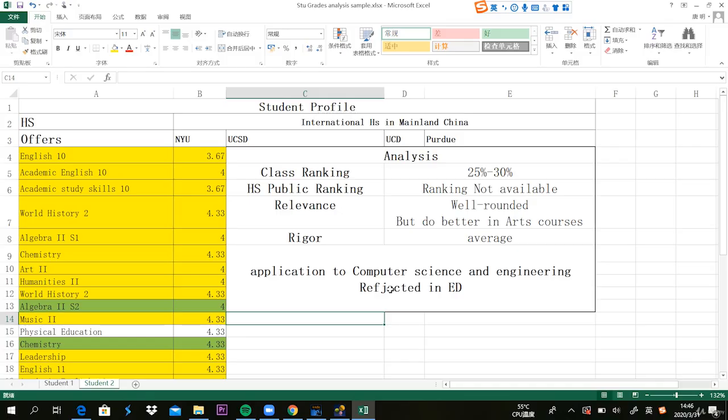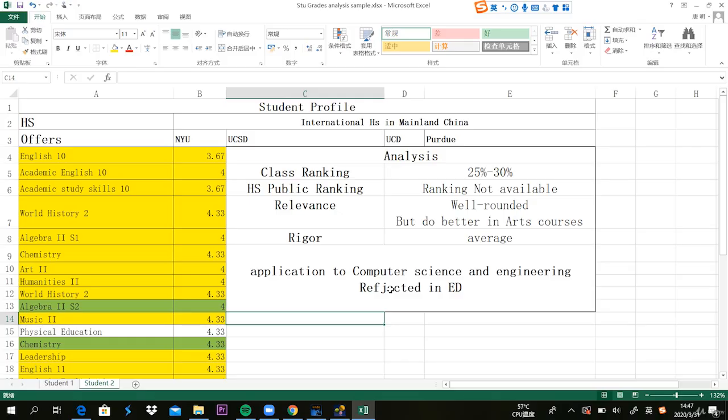The reason why he failed during the ED round is that he and his parents didn't follow my advice and insisted on applying to engineering and computer science majors in all those top 30 colleges. Although there are many reasons leading to his rejection during the early decision round, let's simply have a look at his transcript to see why I never suggested he apply to computer science and engineering majors in all the top tier colleges in America.